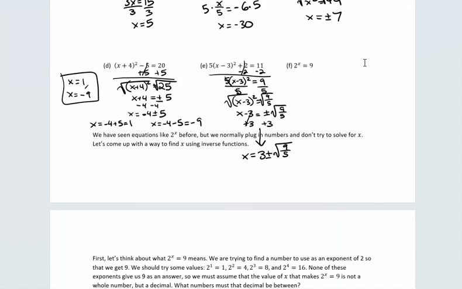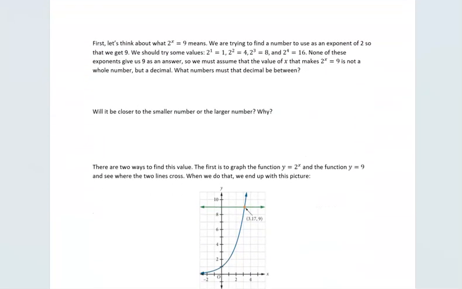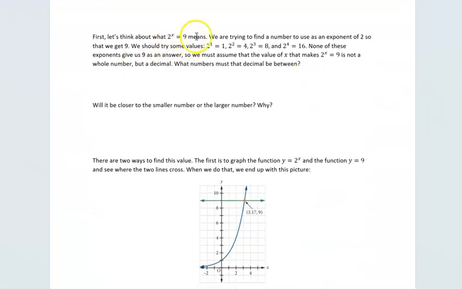Then we have something that looks like f. F looks nothing like anything we just looked at because the x is in the exponent. If x is in an exponent and we're trying to get it by itself, we don't have a tool yet to figure that out. So let's think about this. What does 2 to the x equals 9 mean? We're trying to find a number to use as an exponent for 2 that gives us 9.